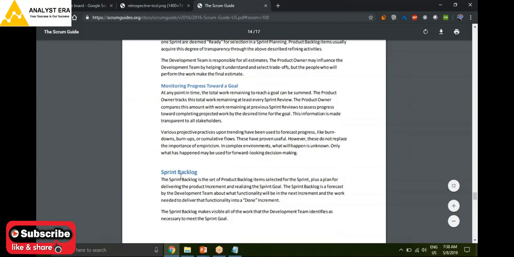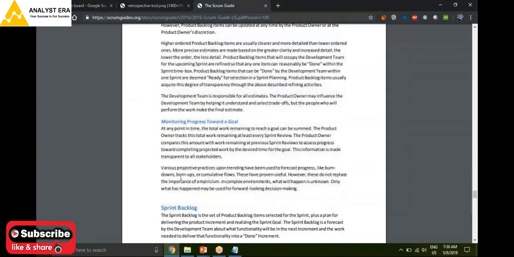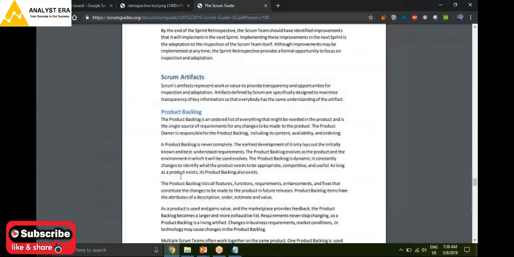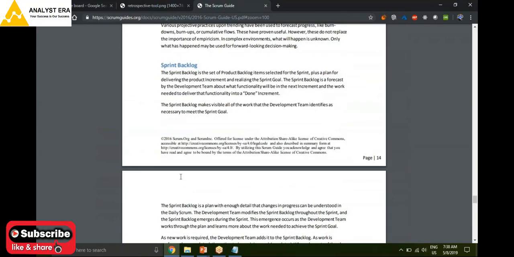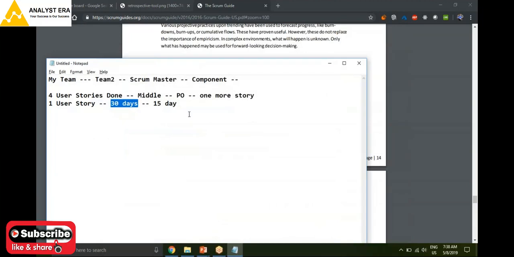And you have the sprint backlog. One is your product backlog, and one is your sprint backlog. What is the product backlog? The thing which we created.